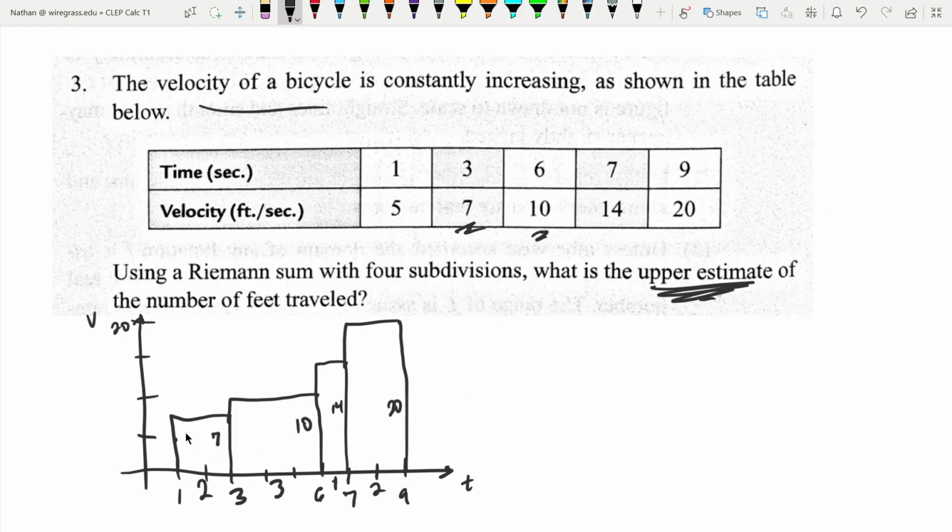So we just got to find the area, right? 2 times 7 is 14. 3 times 10 is 30. 1 times 14 is 14. 2 times 20 is 40. And you just need to add those four things up. That's going to give us 28. 30 and 40 is 70. So it's going to be 98 feet is how much has been traveled.